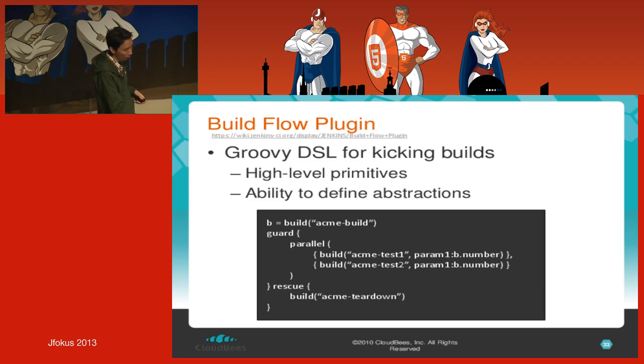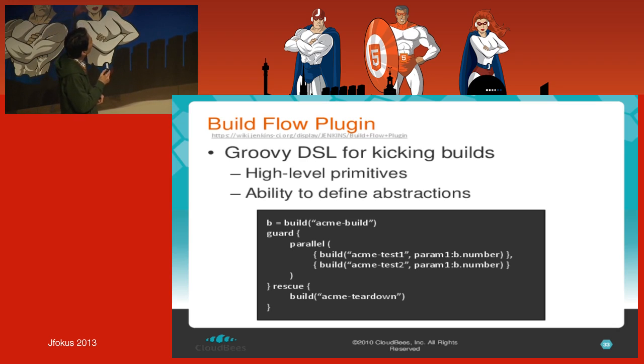So the one is the build flow plugin. What this does is it brings in the Groovy DSL for choreographing the job executions. And it provides a number of high-level primitives that you can use to drive Jenkins. So here, for example, you've got a function call which is really invoking a build and then waiting for its completion. And the result of the build is captured in B, the variable.